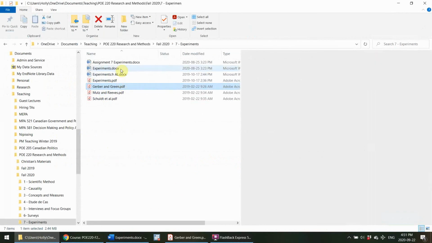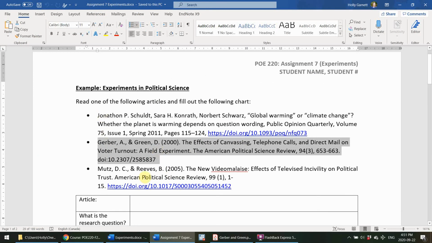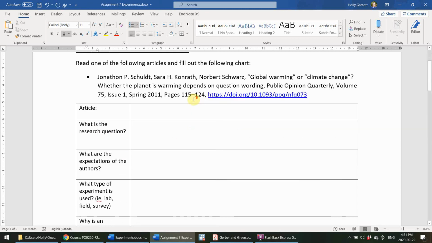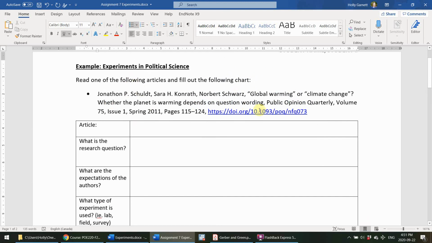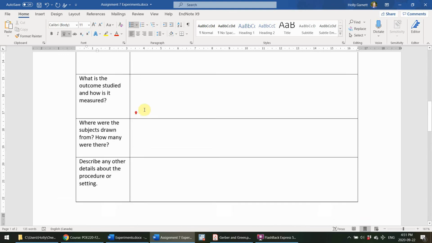So let's just go over to the experiments assignment. That's the one I was talking about. I'm not going to give you this one. I'm going to pick one of these. Probably I'm going to pick this one. Yeah, I'll pick this one. So what you're going to do is read this particular article. It's another good example of an experiment done in political science. And you're going to fill out the questions.